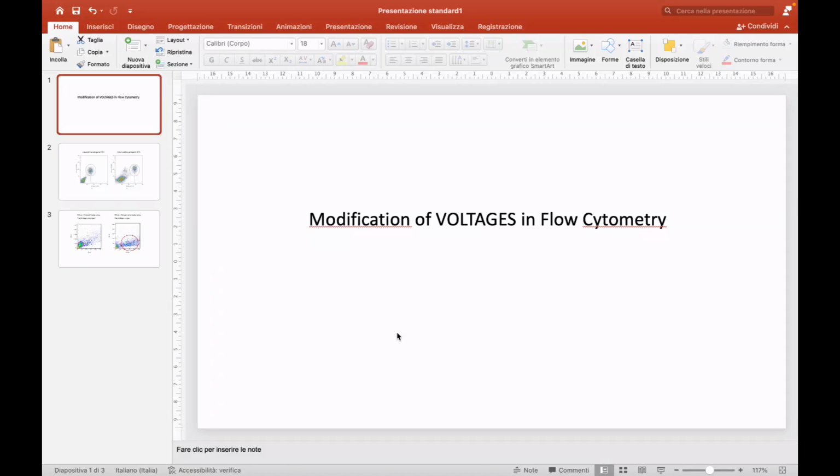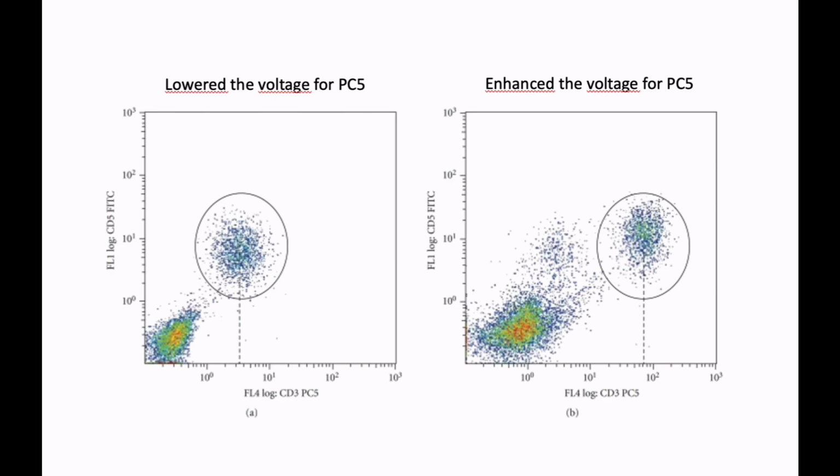Hello guys, today we are going to look at voltages, in particular their modification when you are dealing with flow cytometry. So when you are doing, for example, an antibody staining and you go to the machine, to the instrument, you will have to pay attention. Let's see the first case.